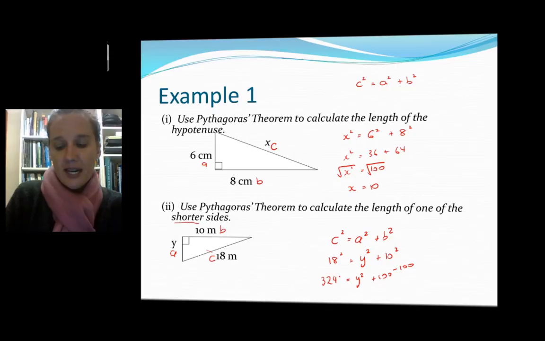We subtract 100 from each side and we end up with y squared is equal to 224. Taking the square root of both sides, we get y is equal to the square root of 224.